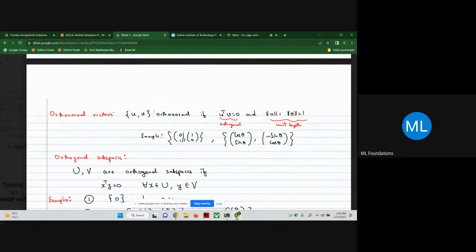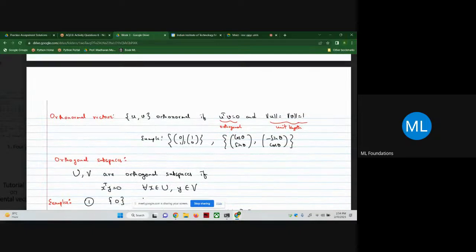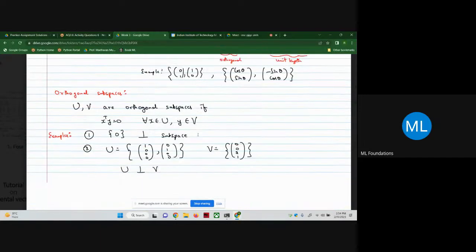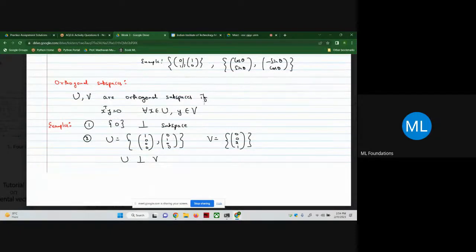So the orthonormal vectors: two vectors are said to be orthonormal if the dot product of those two vectors is 0, and each of those two vectors has unit length. The length of each of the vectors should be 1. Then those two vectors are called orthonormal vectors. The examples were given here: 0 1, 1 0, and then cos theta sin theta, minus sin theta cos theta. The orthogonal subspaces, this is different.